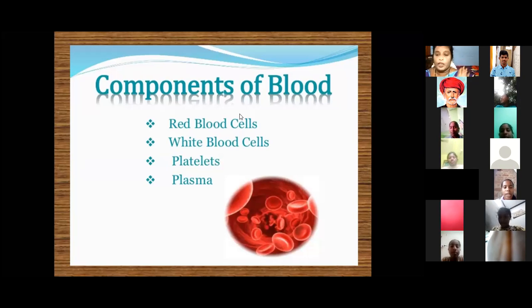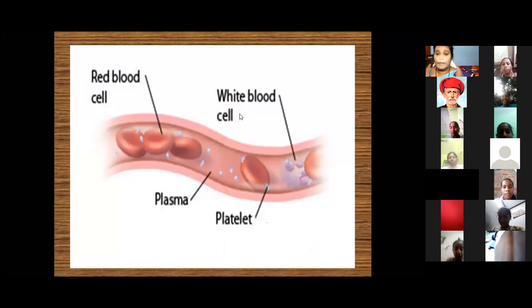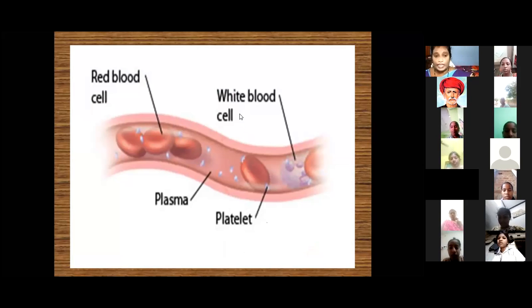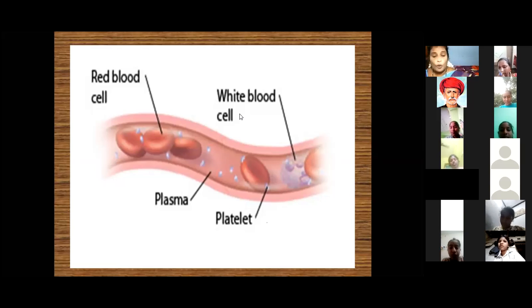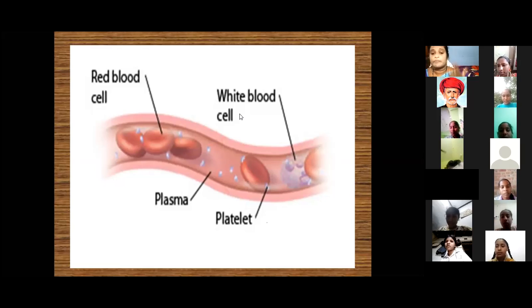Where are the blood cells located in the body? See, in the internal body, the blood is located. What is the shape of red blood cells? What is the shape of white blood cells? What is there in the plasma? Platelets. These are all located in the body.